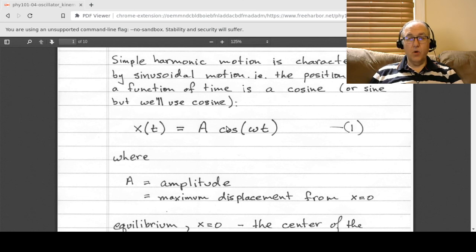But it's a cosine, and you know what cosines look like. They basically bob up and down. I've got a graph of it in a minute. We could have used the sine too. Sines and cosines have the same shape. They're just shifted in time. But we'll choose to use the cosine for this course.